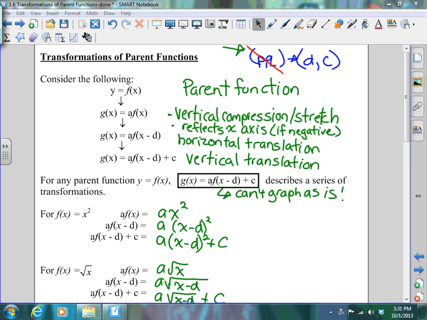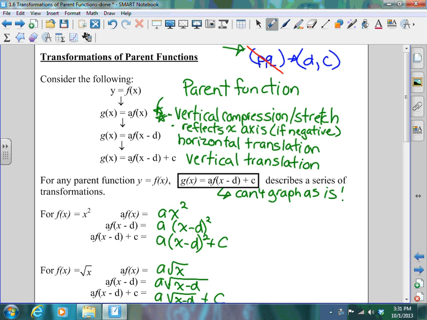So what we're going to do, ladies and gentlemen, is take a look at any parent function. We're going to start here with y equals f of x, and then we're going to apply the a to it. The a in this case is any value that's out front of the entire function. So again, you're going to apply the a. What does that mean? That means you're either going to have a vertical stretch or compression, and it will reflect over the x-axis if negative. So first of all, we take a parent function. We're then going to apply the a to it.